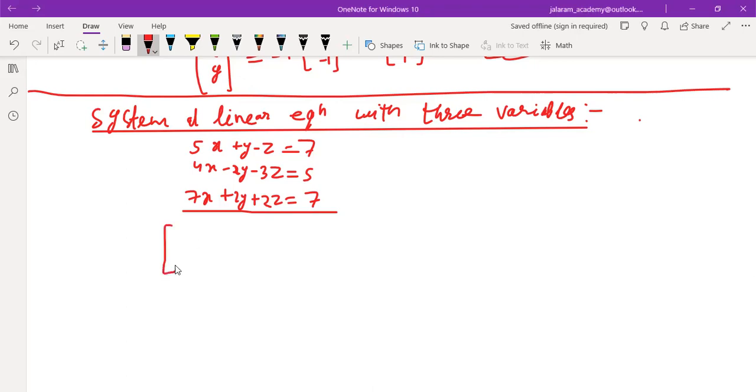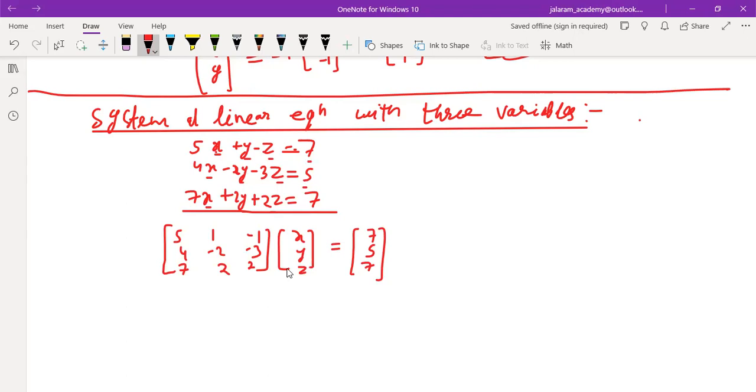So first of all, we will form a matrix with the coefficients only. First row 5, 1, minus 1. Second row 4, minus 2, minus 3. Third row 7, 2, 2. These are the coefficients of x, y, and z in the three equations. And this is the matrix formed by these three rows. Into the second column matrix formed by x, y, and z. And its product is 7, 5, 7, which is formed by these three.